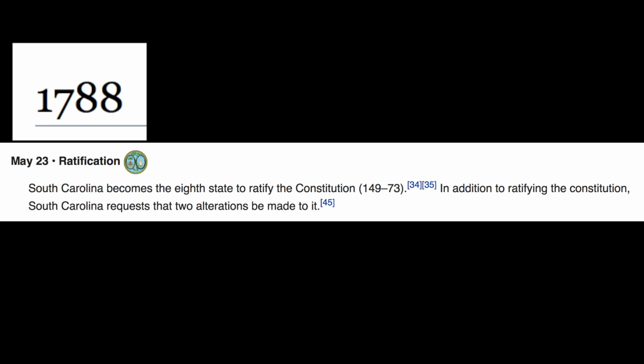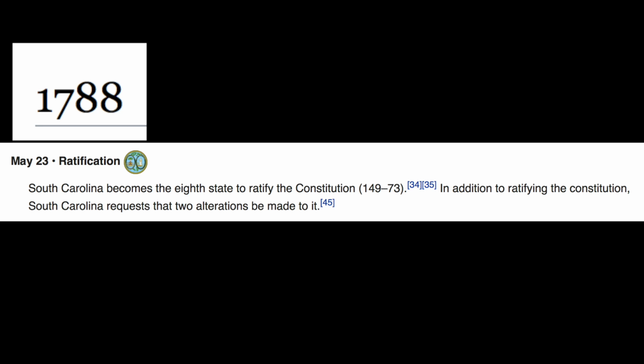So South Carolina. In addition to ratifying, South Carolina requested only 2. They just wanted 2 alterations, okay? So South Carolina, it passed 149 to 73, with the requesting of 2 alterations, okay? So moving on to New Hampshire.